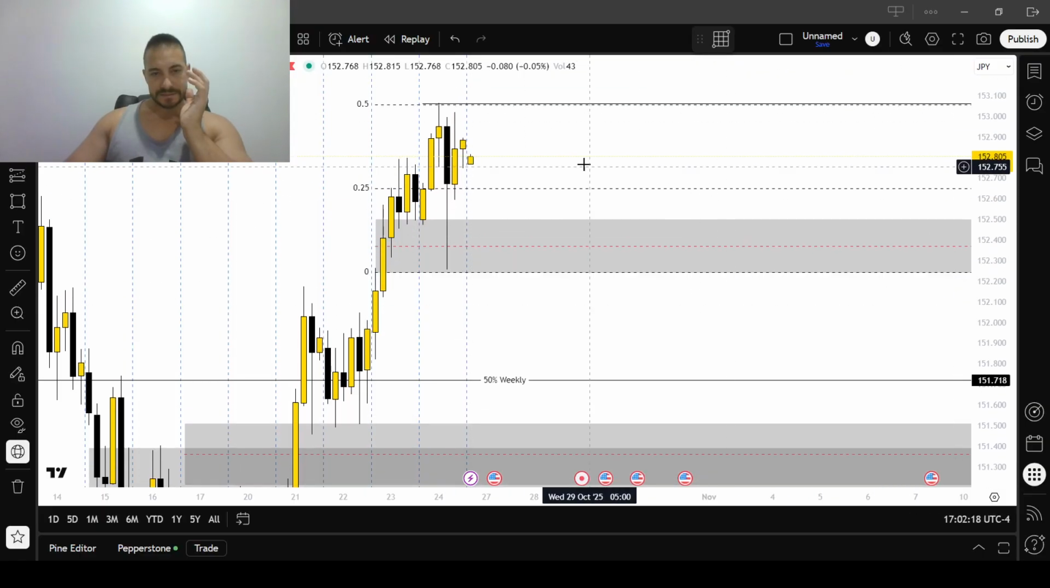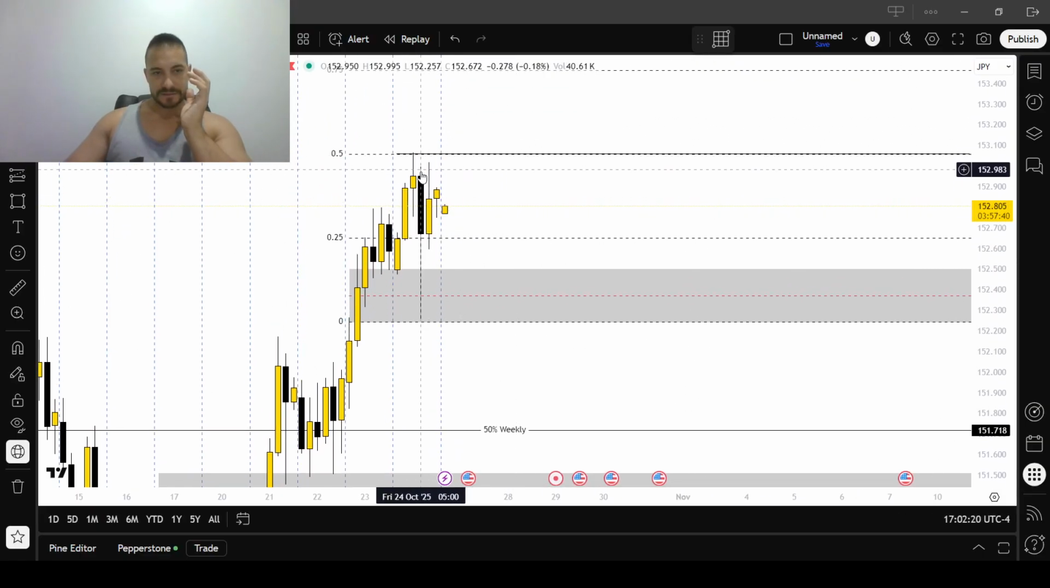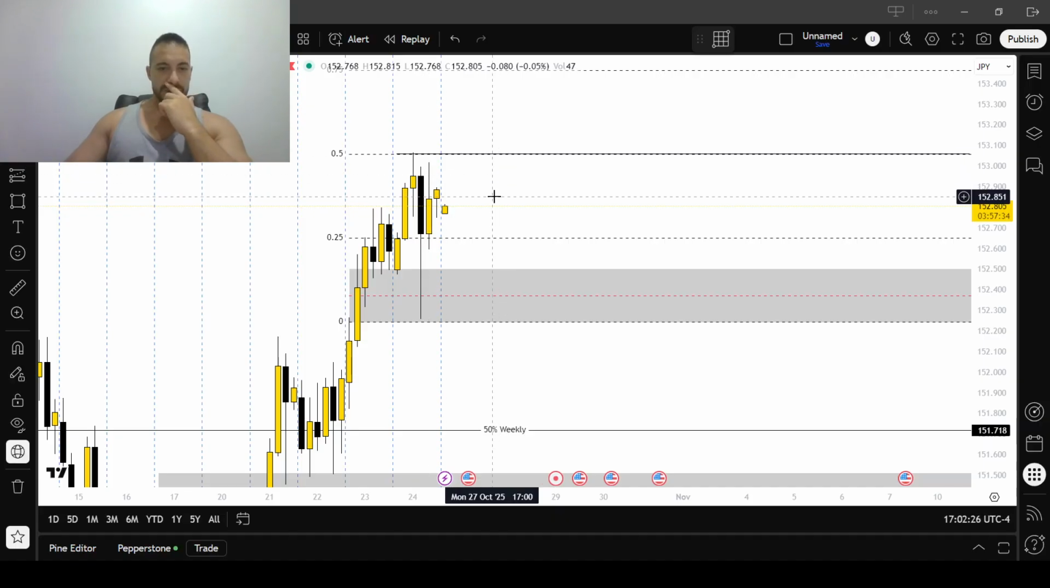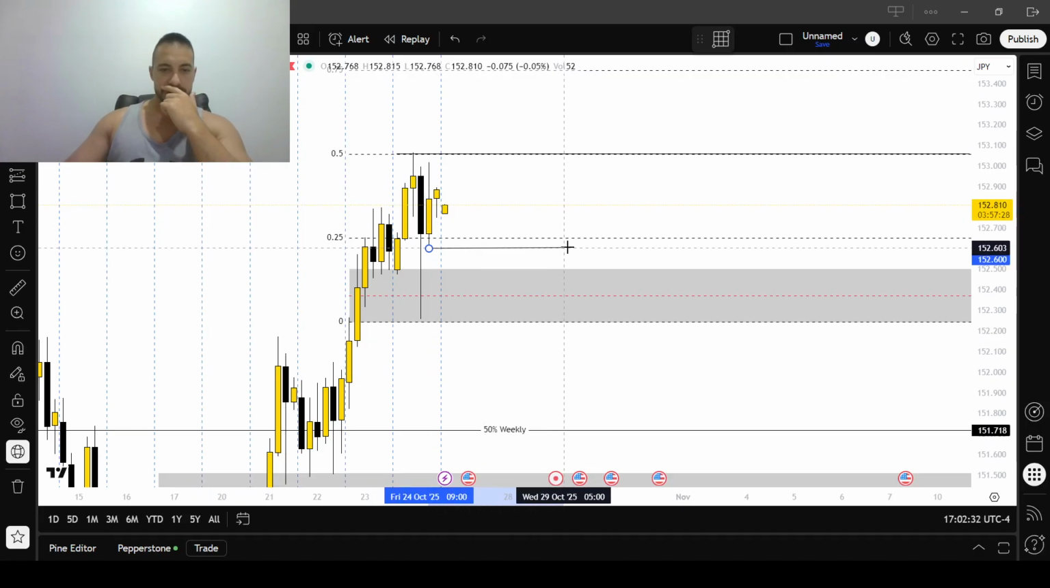Looking at this 4 hour candle closing weak, but so did this 4 hour candle. It's hard to say which direction is going to get swept. I see this area getting swept before this 4 hour high.